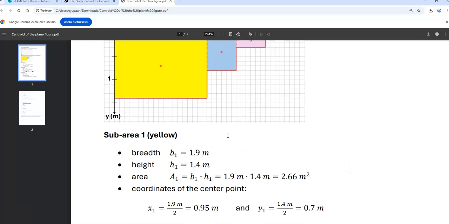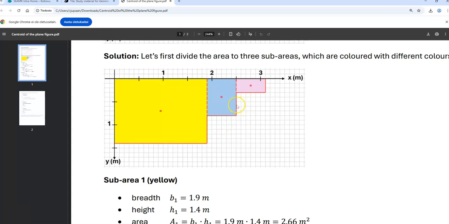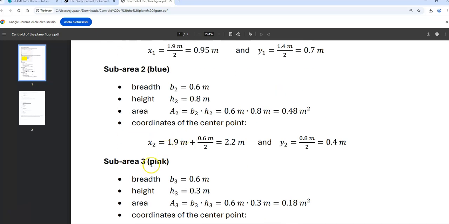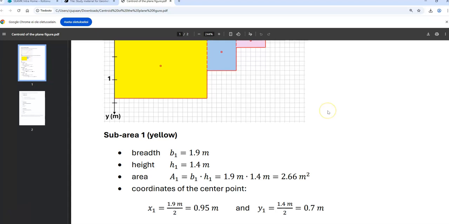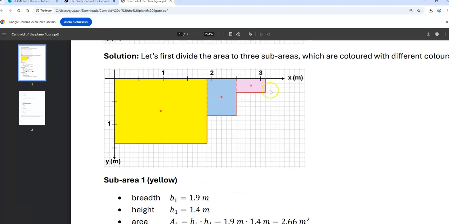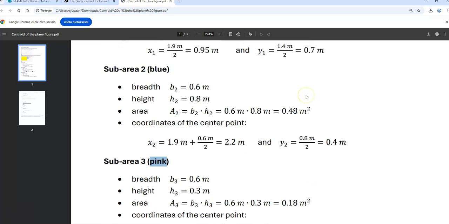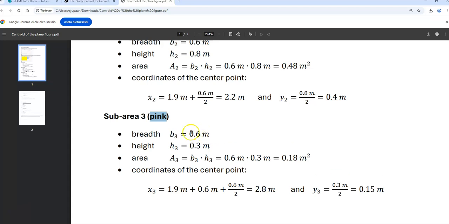And then the last one, which is, I don't know if that is pink color, probably it is, but I have written there that it would be pink color. The same holds here. The breadth and the height we can measure from the figure, and those are quite easy to check that they are 0.6 and 0.3 meters, and the area is easy to calculate.